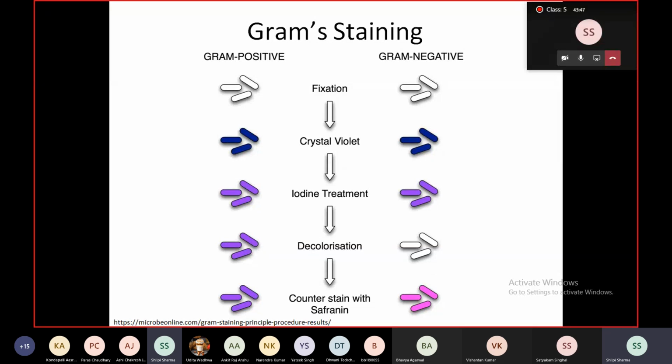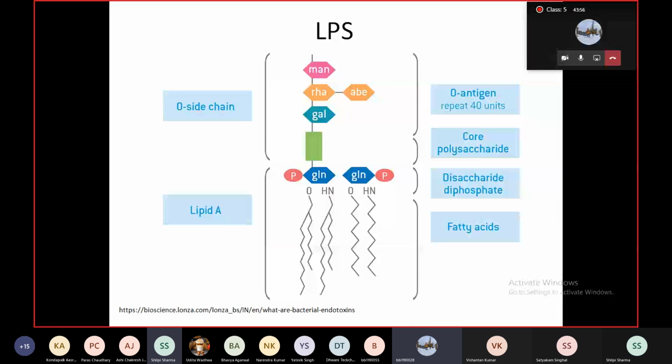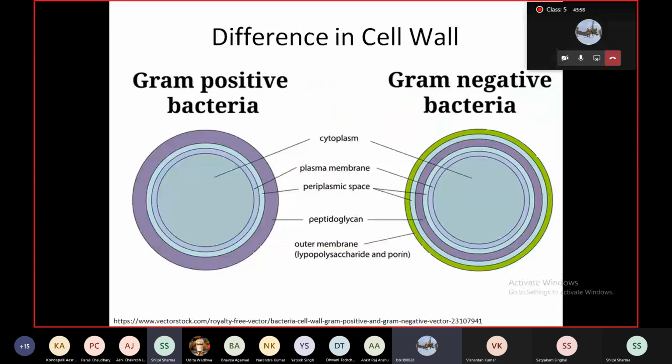Ma'am, why do we need to do the counter stain step? Ma'am, because in the decolorization step, the gram-positive bacteria is violet, whereas the gram-negative bacteria is decolorized. So why do we need to do the counter stain step?